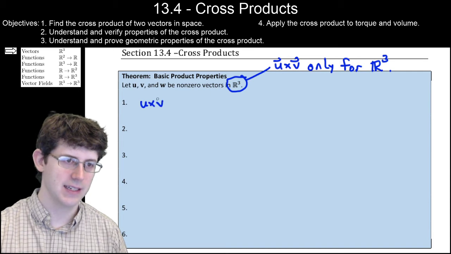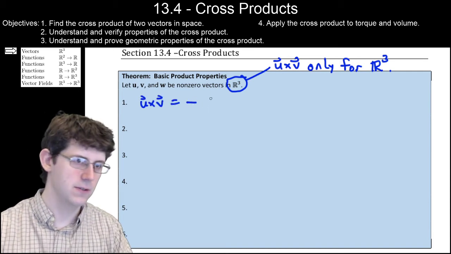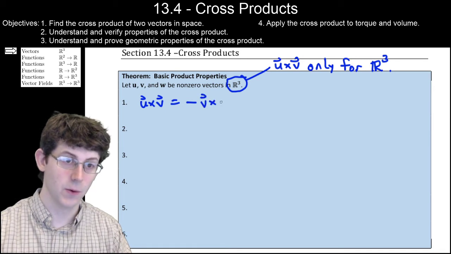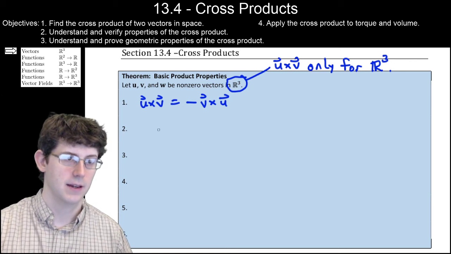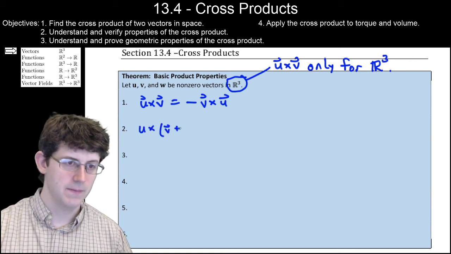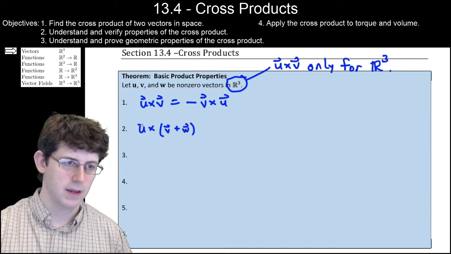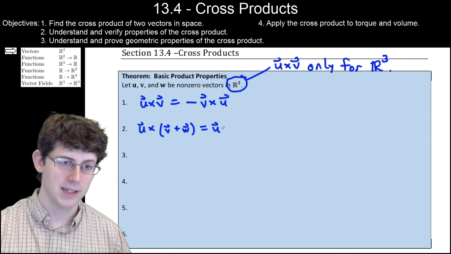The first one is this one that I've said a couple times, is that if you do the cross product in the other order, it's not commutative. You actually get the opposite result. What else do we get to do? We get a distributive property. If you cross with a sum, then you can distribute the cross product.